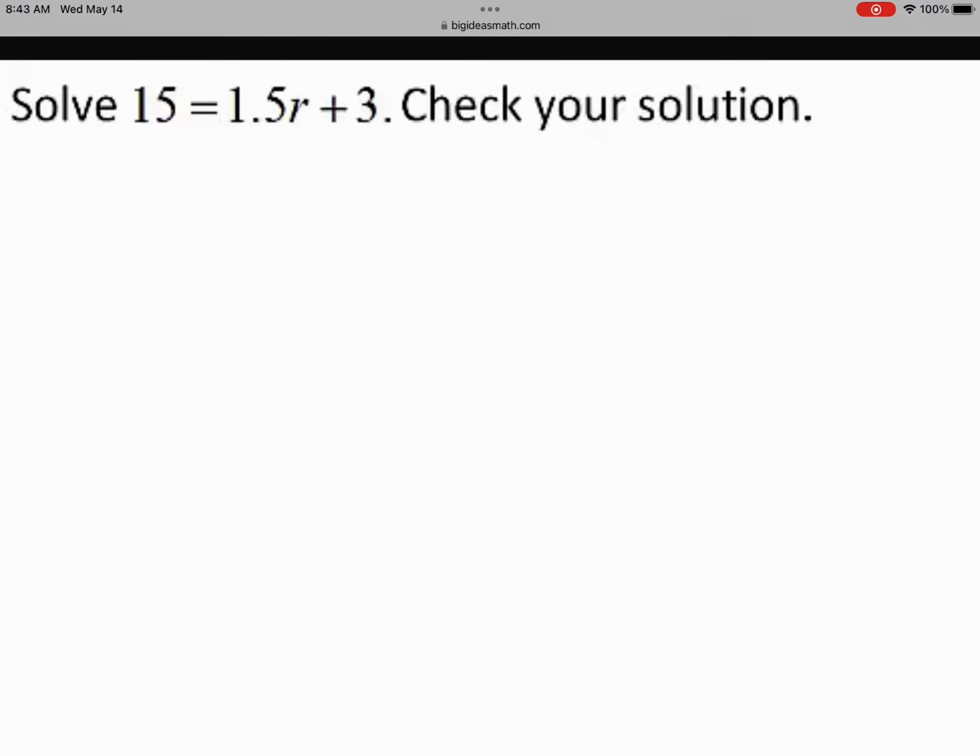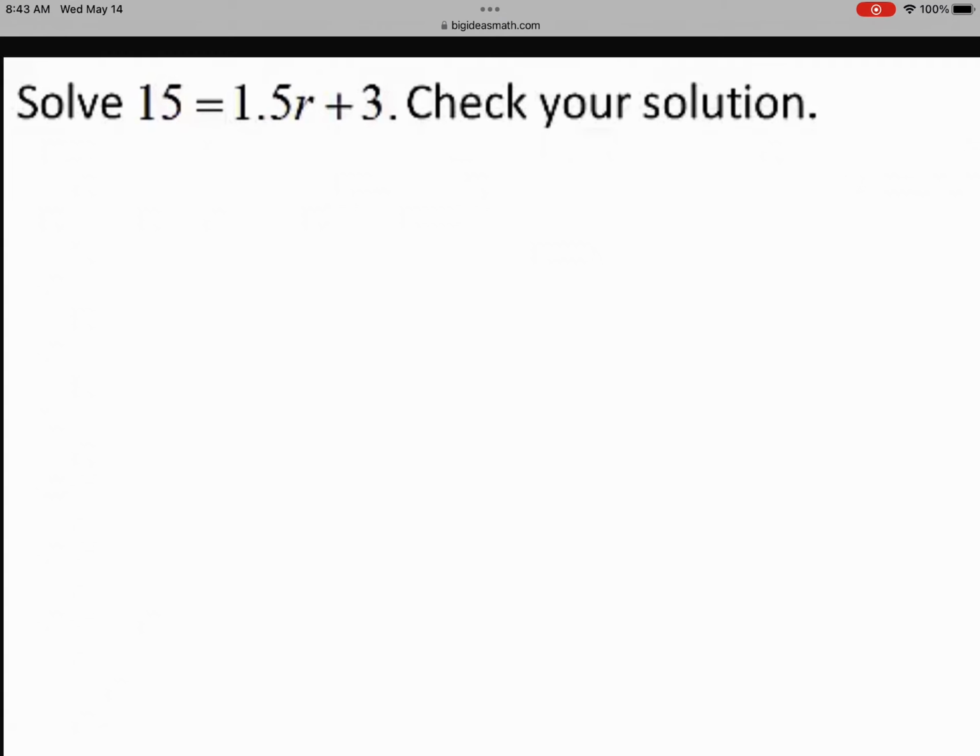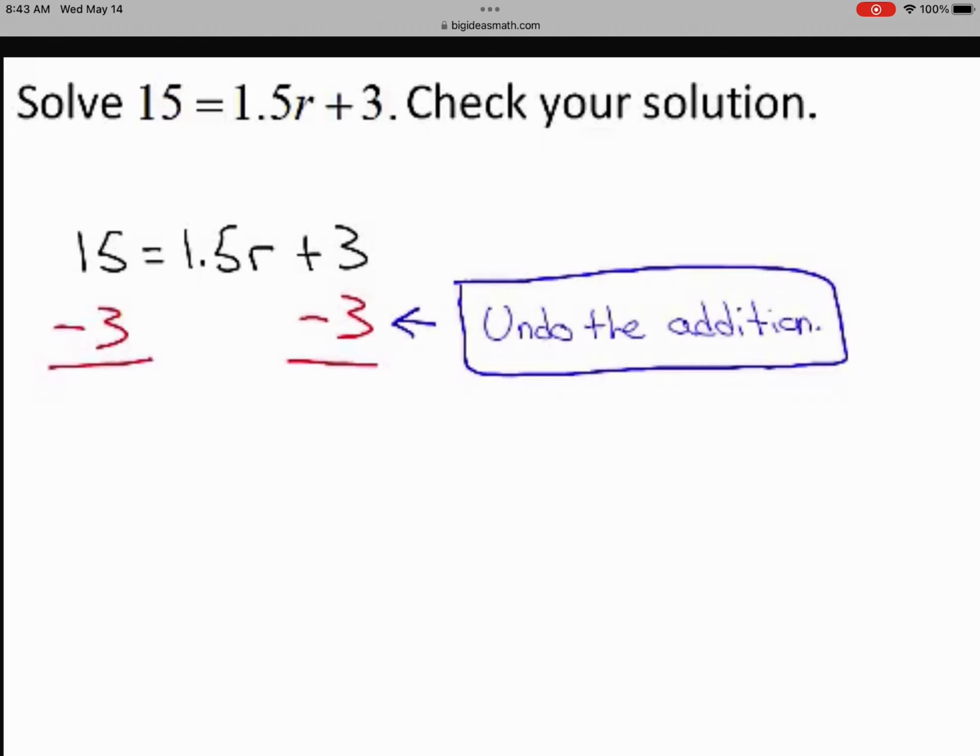Solve 15 equals 1 5/10 r plus 3. Check your solution. First write the equation. 15 equals 1 5/10 r plus 3. Next undo the addition by subtracting 3 from each side of the equation.